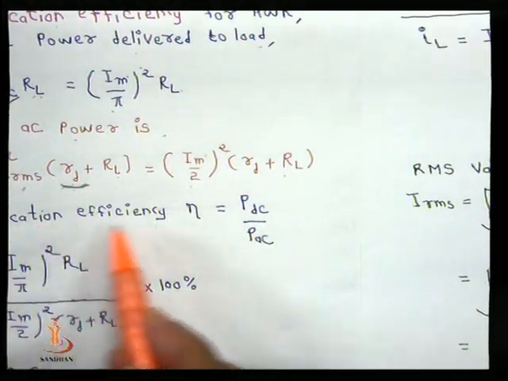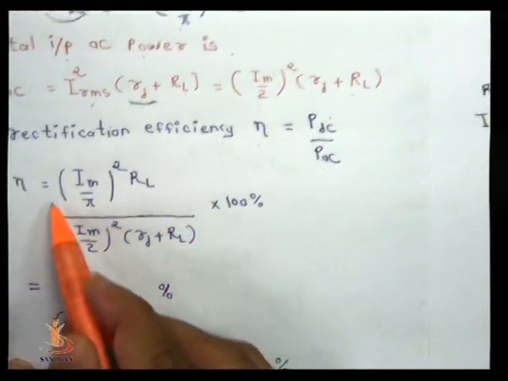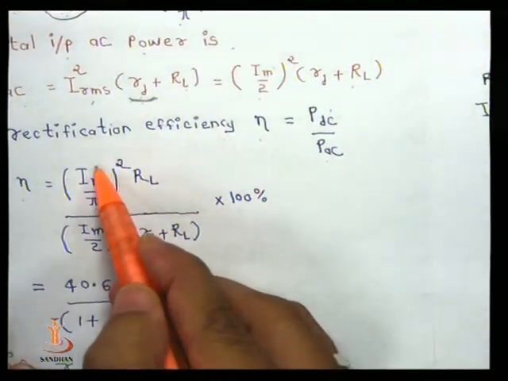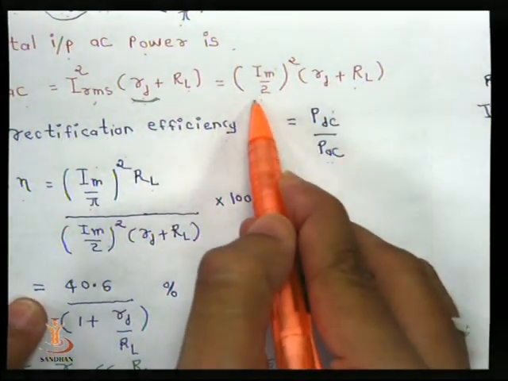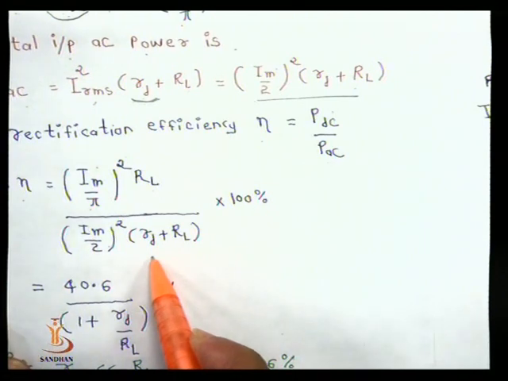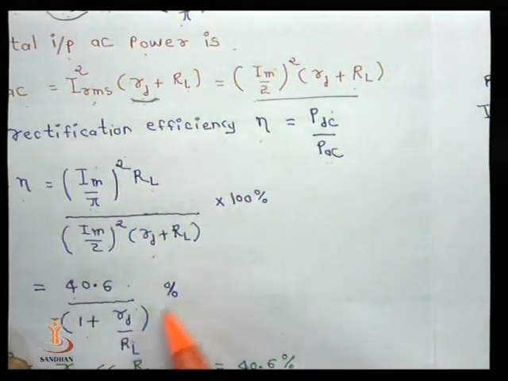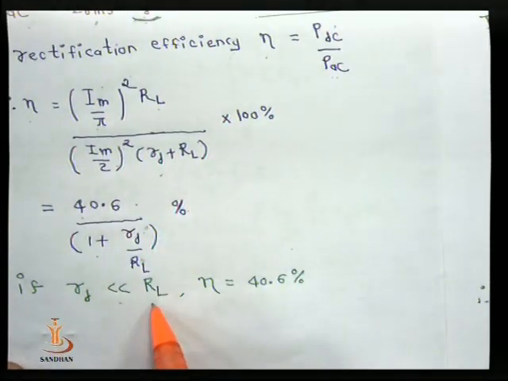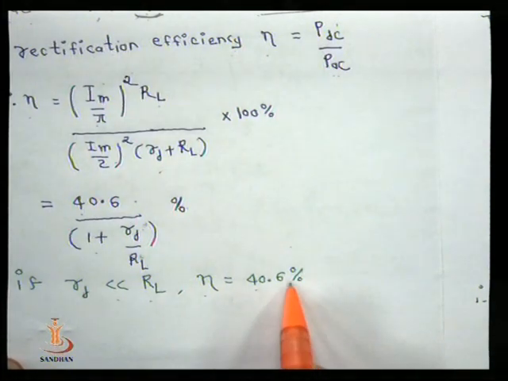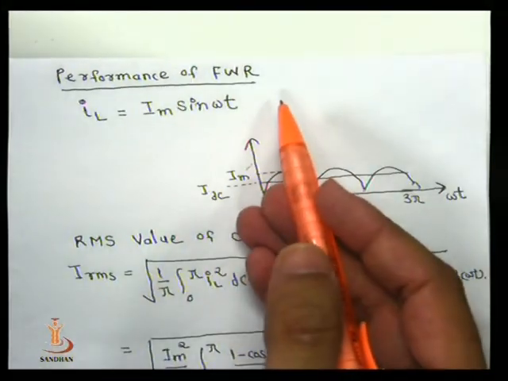So rectification efficiency is nothing but eta equal to PDC upon PAC. So eta equal to Im by pi whole square RL, and in place of PAC one can put this one. If you solve this one, you are getting 40.6 upon 1 plus RD by RL, in percentage. If RD is very much less than RL, then efficiency becomes 40.6%. Now, the performance of the full wave rectifier.